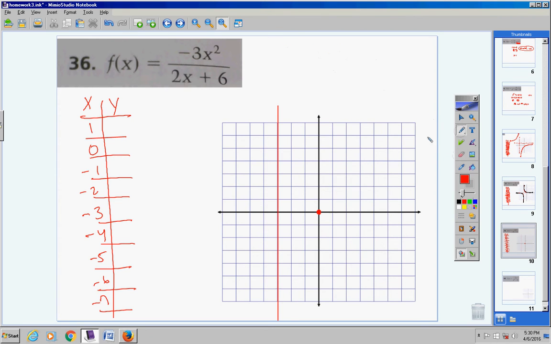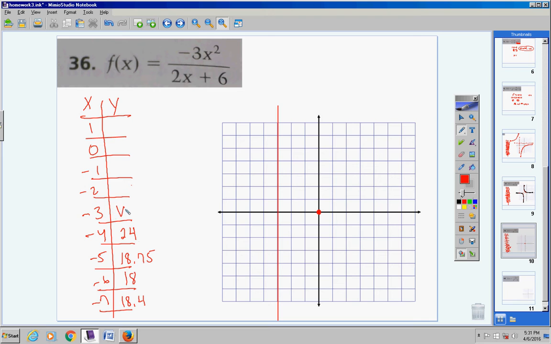Alright, here we go. Now, let's get our y values out. When you put -7 in, you get 18.4. When you put -6 in, you get 18. When you put -5 into this equation, you get 18.75. When you put -4 in, and I think I've made a mistake here, guys, hold on. -7 is 18.4, -6 is 18, -5 is 18.75, -4 is 24, there we go.